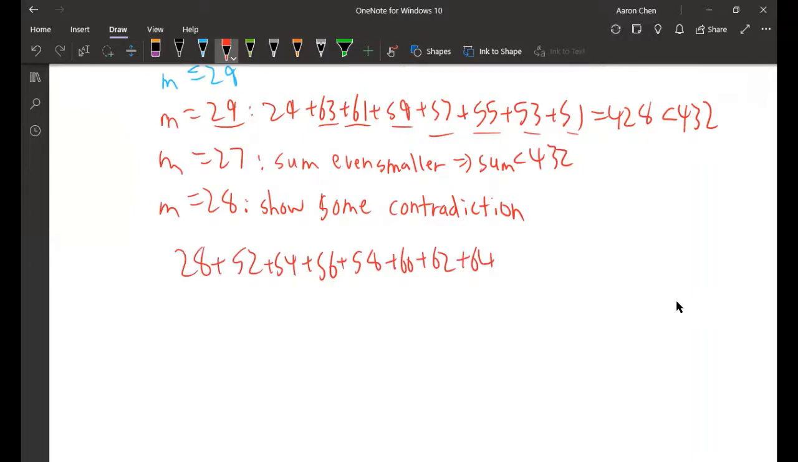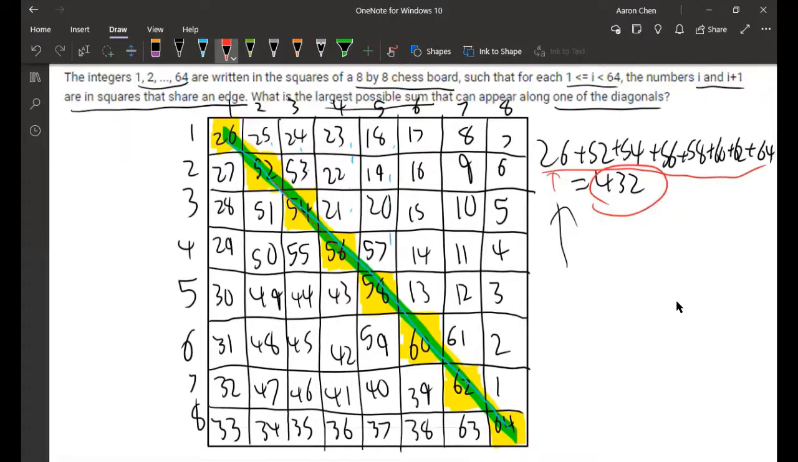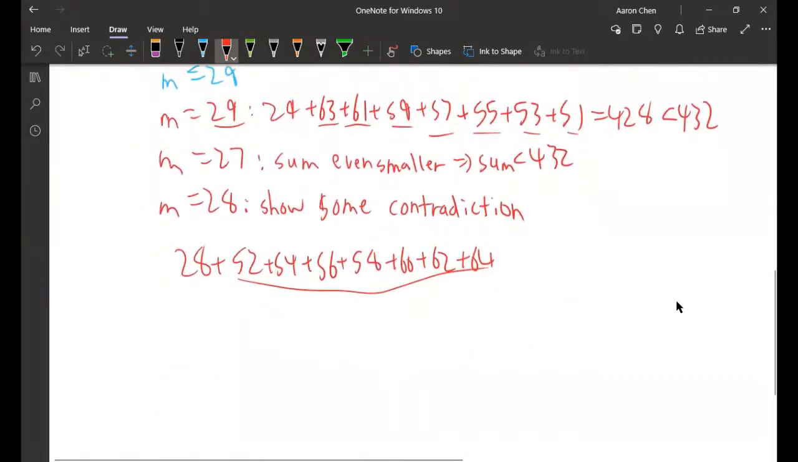And so we already know that 52 to 64 are basically just a bunch of 7 consecutive even numbers. And so what that means is that they must appear consecutively in the diagonal. So like here, either they're this line or they're this line. And so either way, 28 is in a corner.